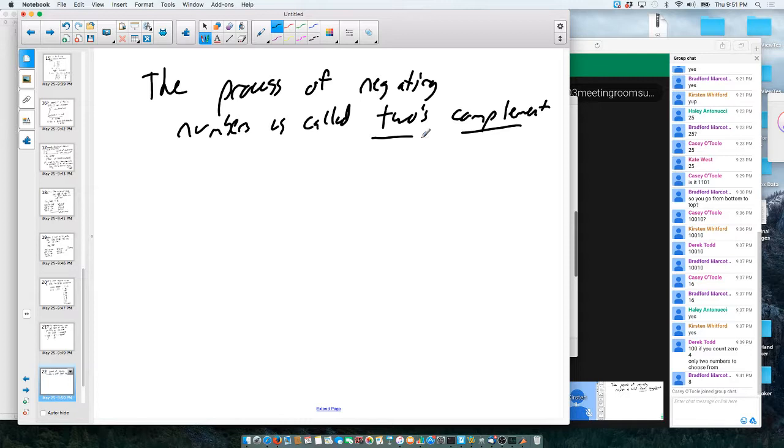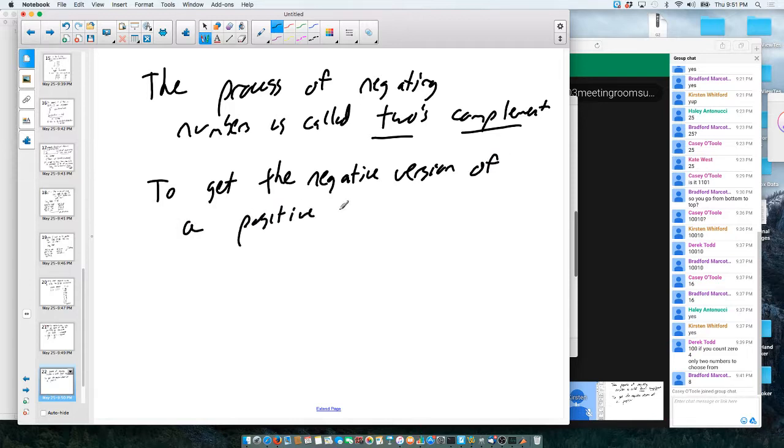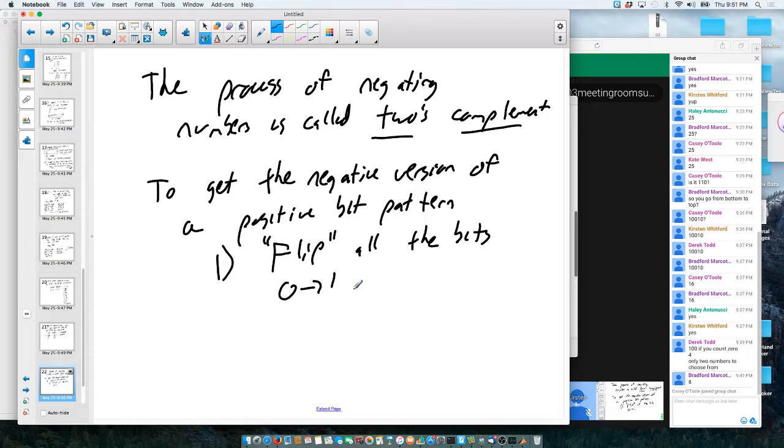Okay, to get the negative version of a positive bit pattern, first, flip all the bits. By flips, I mean zeros become ones and ones become zeros. And then second, add 1 to the flipped answer.